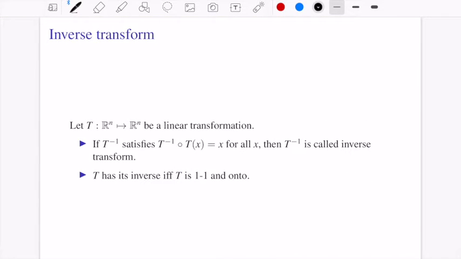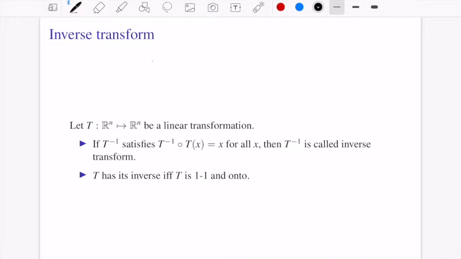Now let's talk about new concept, which is inverse transformation. And here we introduce inverse transformation, and we are not going to involve in computation of inverse transformation. So actually this concept leads to what is inverse of the matrix. And that goes to next slide. So what is inverse transformation? Suppose there's a linear transformation T, which is from n dimension to n dimension. So we require the same space for domain and range. In this case, we can talk about inverse transformation. So if T inverse satisfies T inverse composite T of x is the same as x for all x, then T inverse is called inverse transformation.